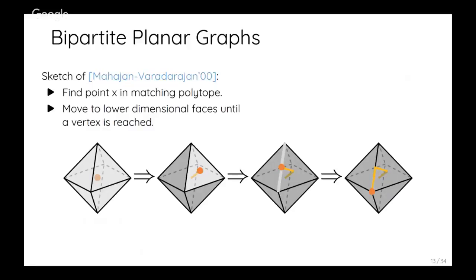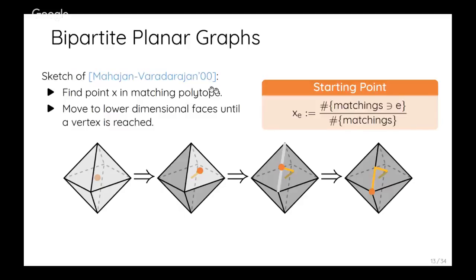So this is a pictorial depiction. You find this point that could be in the interior of the whole polytope. The vertices of this polytope are basically all of the perfect matchings. And then from this point that you found, you move to a lower dimensional face, and then from that lower dimensional face, you move to an even lower dimensional face, and so on until you reach a vertex. So where does counting come into the picture? Counting is exactly used in the first step of this algorithm, to get the initial point in the perfect matching polytope.